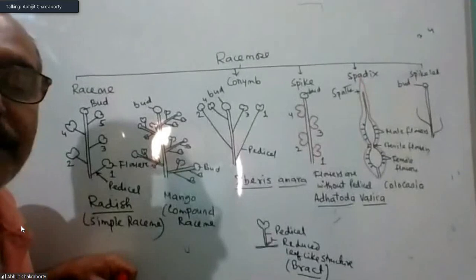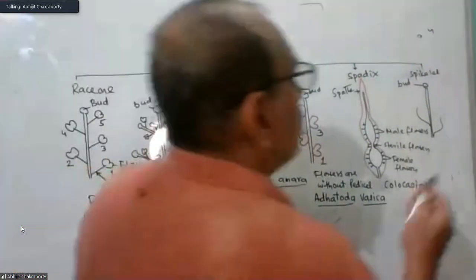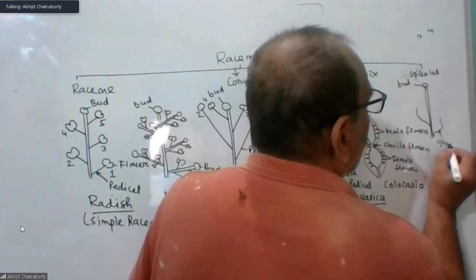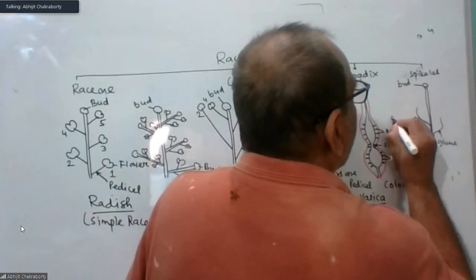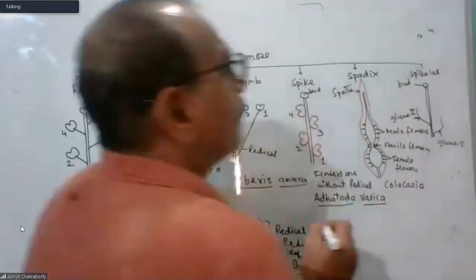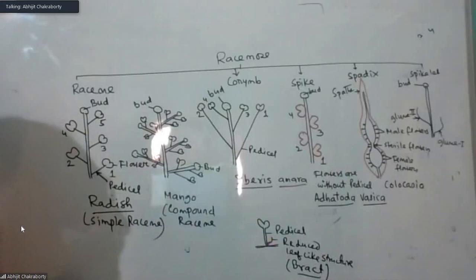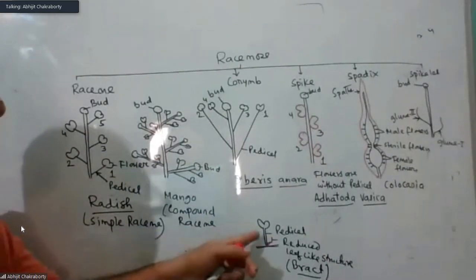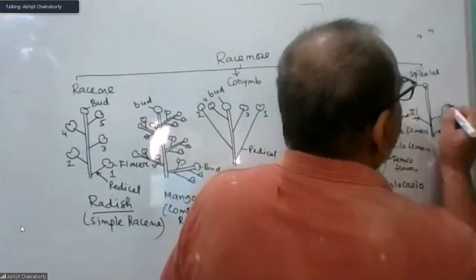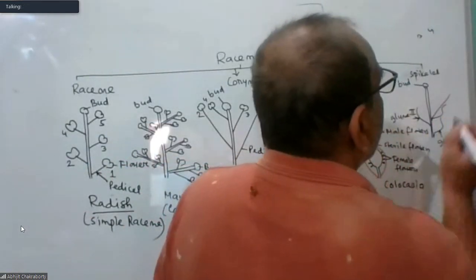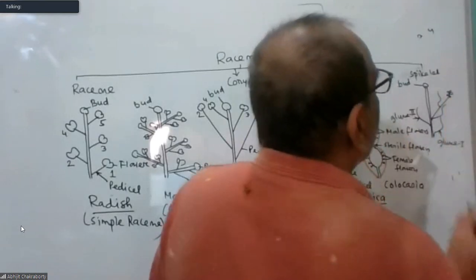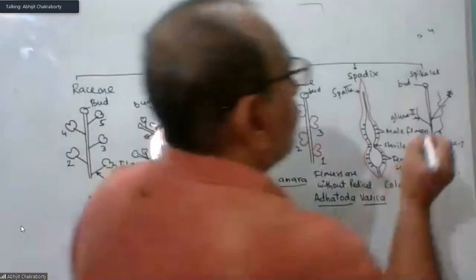This is the first bract, called glume. The second bract is also a glume, glume 2, glume 1. Why glume? Because these bracts are not bearing flowers. But the third bract bears the flower. Now this is the pedicel.